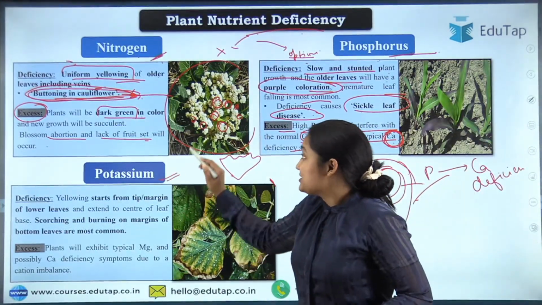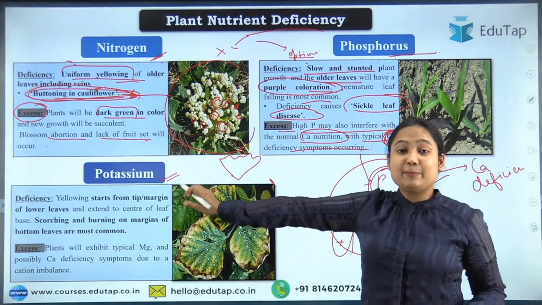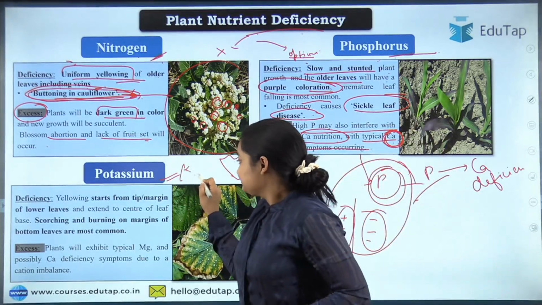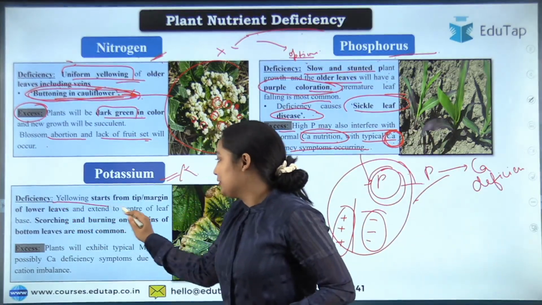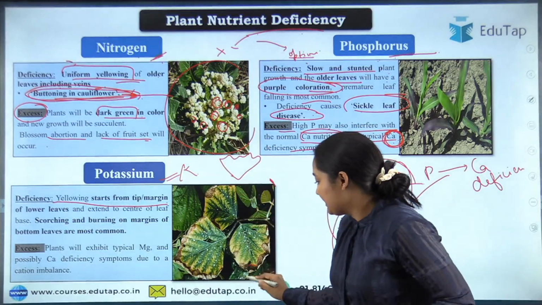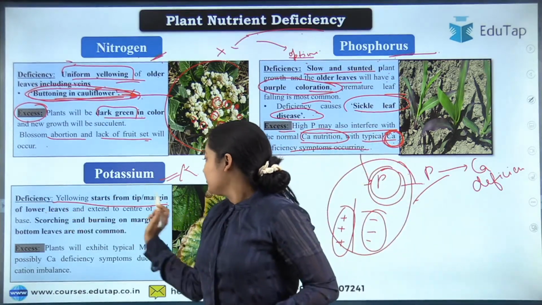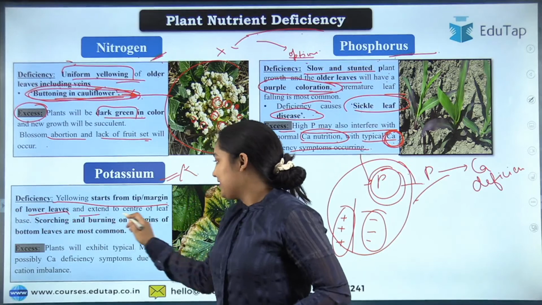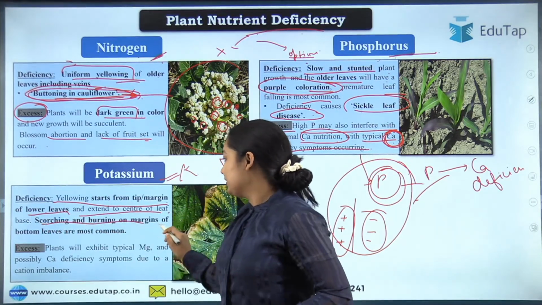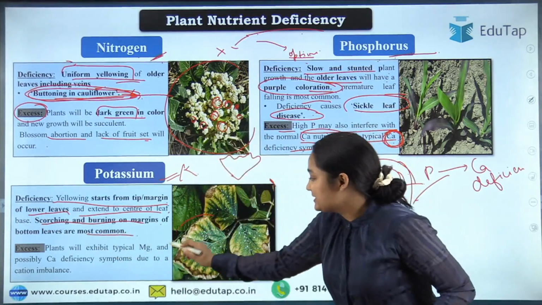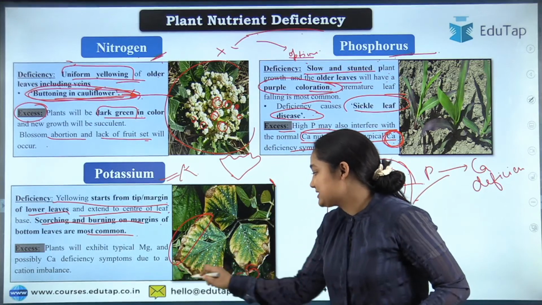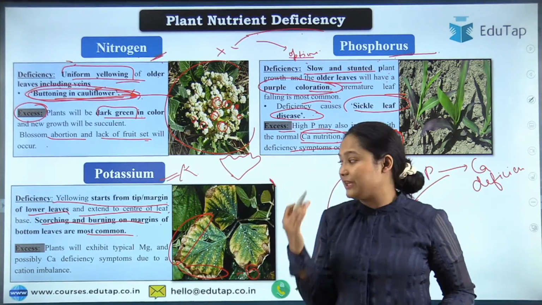Then, moving on from P, which we discussed, to potassium, that is K. Deficiency: yellowing starts at the tip. At the margin of the lower leaf, it extends to the center of the leaf, with scorching and burning of the margin of the bottom leaf. You can see it seems like somebody burned the leaf. This kind of thing will happen only in the case of potassium.